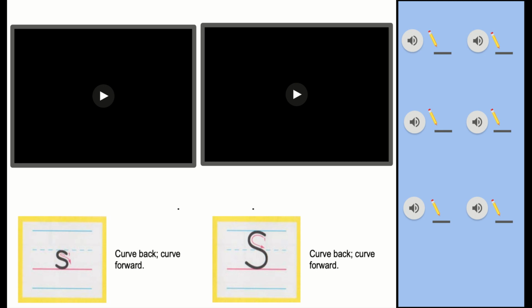Now we're going to listen for some sounds. You're going to write the letter that represents the sound you hear. The first sound is this sound. A. Write the letter that makes that sound. The next sound. S. Next sound. The next sound. A. Let's listen to another sound. And the last sound.